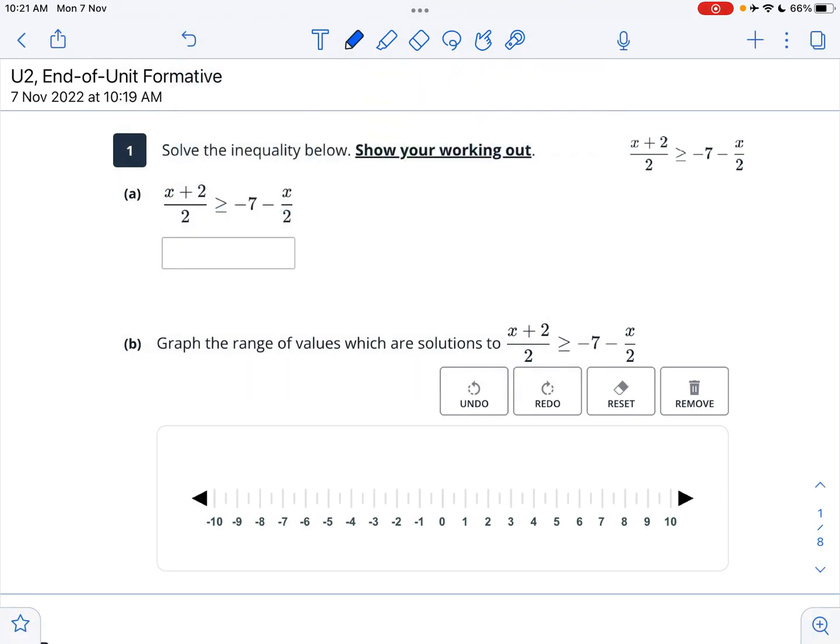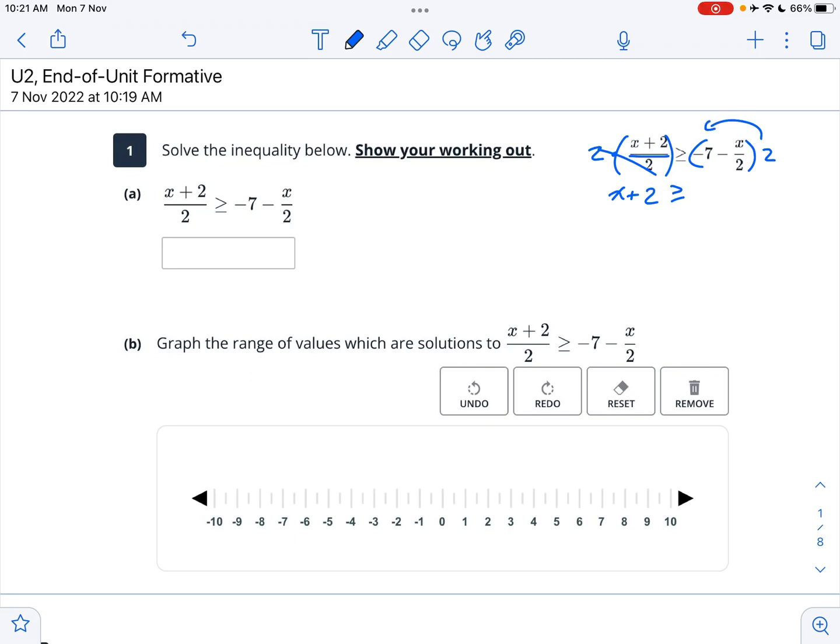I'm going to start by getting rid of those fractions. That always makes it a little bit harder. If I'm dividing by 2, then the inverse operation that I'm going to perform is multiplying by 2. When I do that, that's going to cancel those 2's out, and I'm going to be left with just x plus 2 on the left side. And then on the right side, I've got to do the same thing. Multiply all of that by 2.